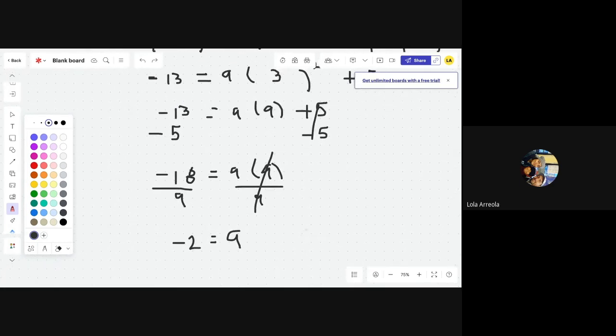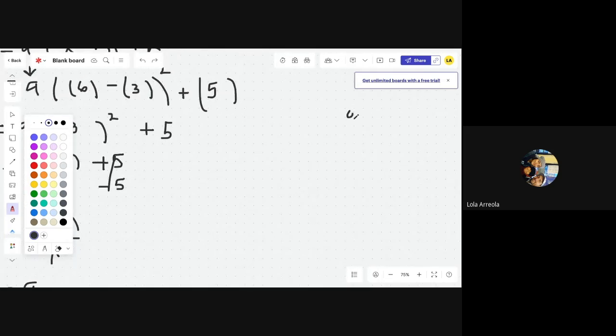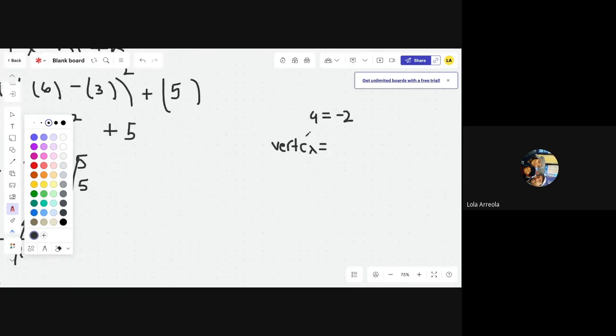So now after I solve for A, I need A equals, and I need the vertex. So I already know, I just solved for A. A equals negative 2. And what's the vertex again? 3, 5. I only need these two values to get the final form of the equation that I'm looking for.